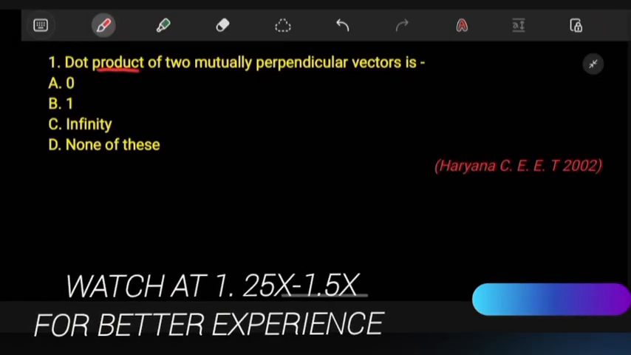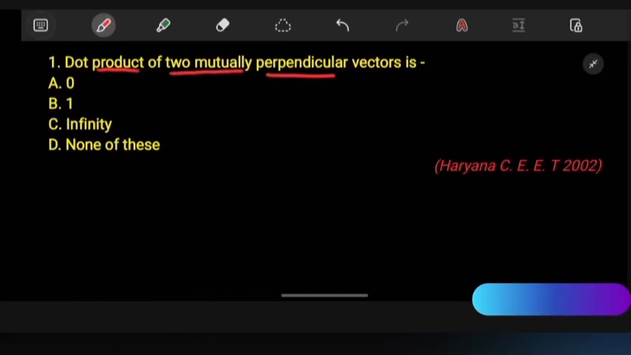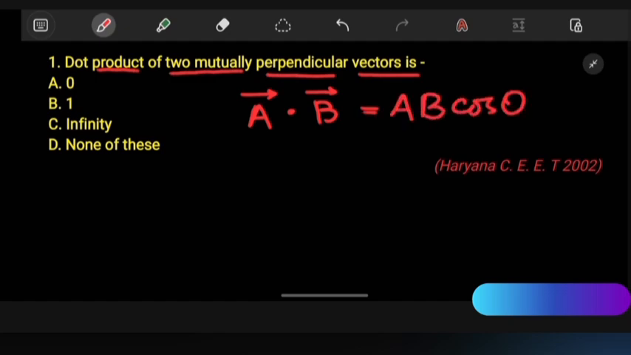The dot product of two mutually perpendicular vectors is what? We know if we have two vectors, A vector and B vector, then their dot product, or scalar product, is what? It is AB cos theta, where theta is the angle between the two vectors, A vector and B vector.